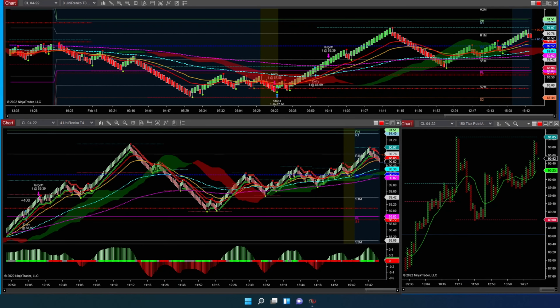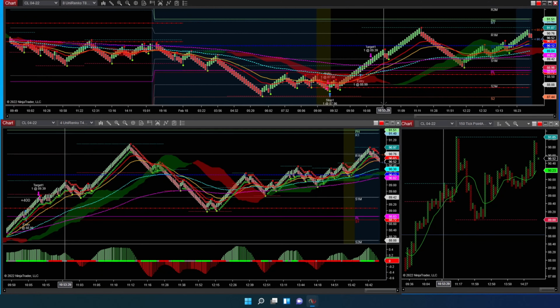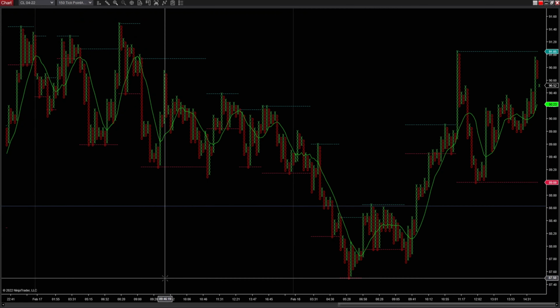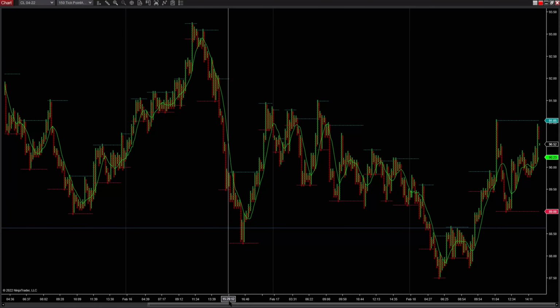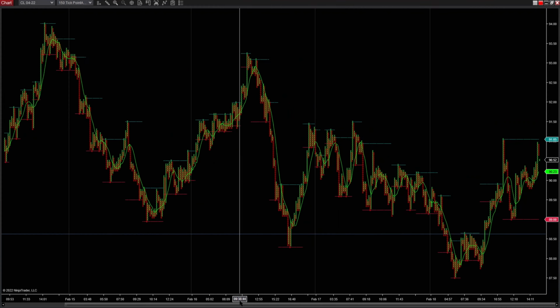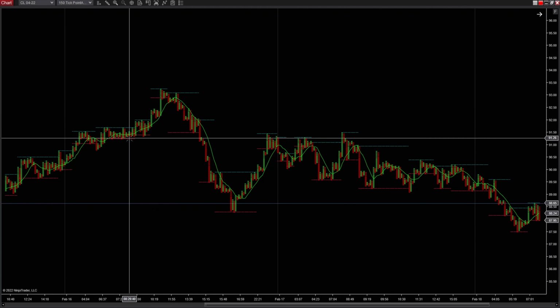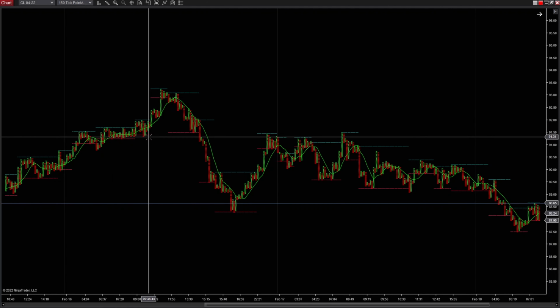Hopefully, this format is more interesting. I like Renkos and point and figure bars much better than timelines. Even though I do have the 30 minutes chart open in one of my screens. But you see here, there's a lot of consolidation.